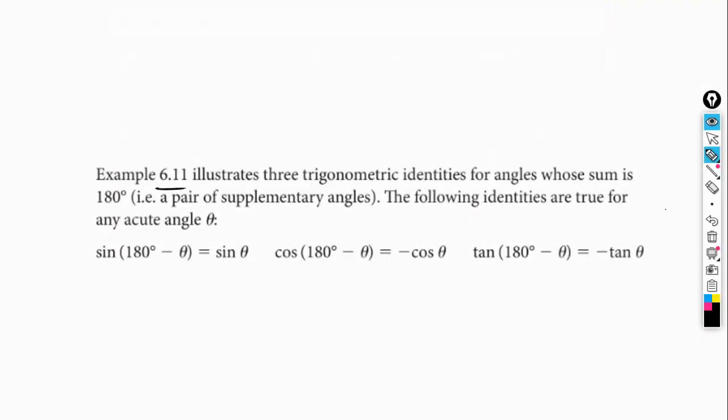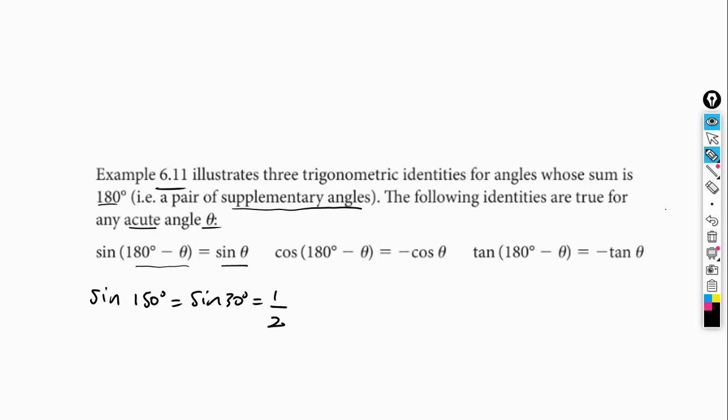Example 6.11 illustrates 3 trigonometric identities for angles whose sum is 180 degrees. In other words, a pair of supplementary angles. The following identities are true for any acute angle theta. So remember that acute means less than 90 degrees. We have that sine of 180 degrees minus theta is equal to sine of theta. We saw that in example 6.11, where sine of 150 degrees is equal to sine of 30 degrees, which equals 1/2.